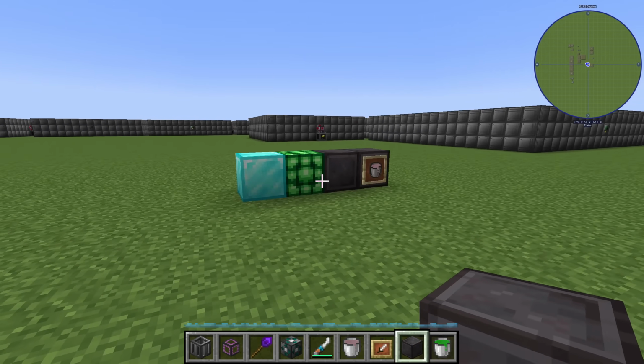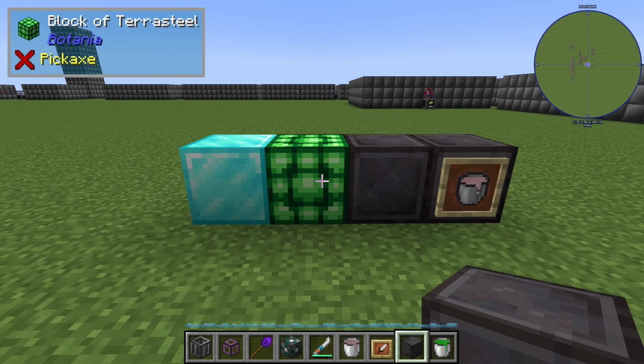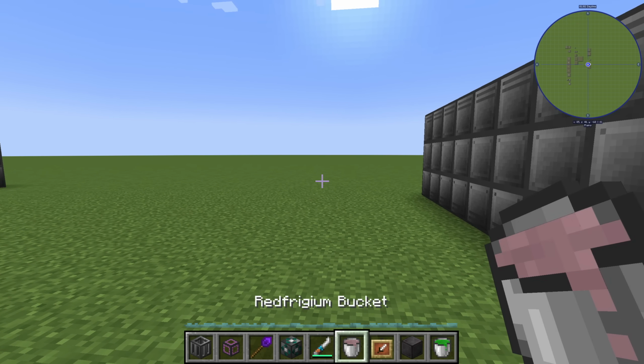And the best coolants are as follows. One of the best ones you can use is diamonds. If you're filthy rich and crazy, just go with terrasteel. Netherite is better than terrasteel. And the best one is of course redfrigium.